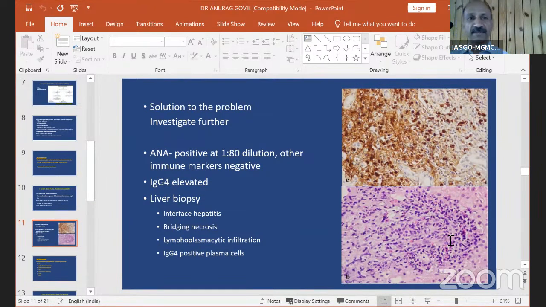This patient was investigated further, turned out to be ANA positive. IgG4 were elevated. The biopsy also supported IgG4 hepatopathy. The upper one is IgG4 stain, and the lower one is the usual H&E.